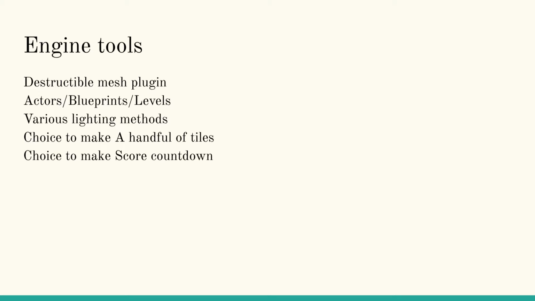Now we're going to talk about what I used in my game. These are the tools and the decisions that I had to make. So one of the things that I decided to use from the beginning was the Destructible Mesh plugin. The Destructible Mesh plugin allows you to take a mesh and convert it into basically tiny little chunks that you can destroy. When you shoot it, it collapses and you can turn it into a physics object.